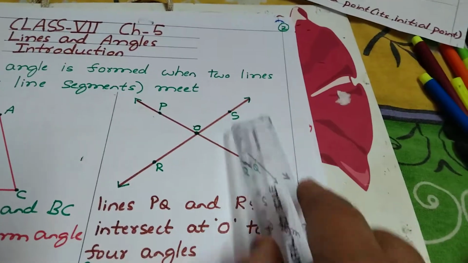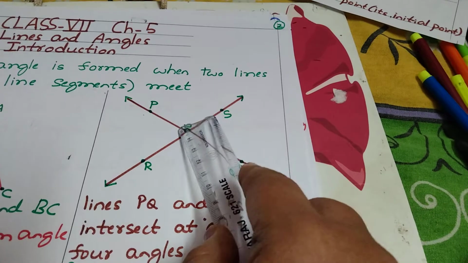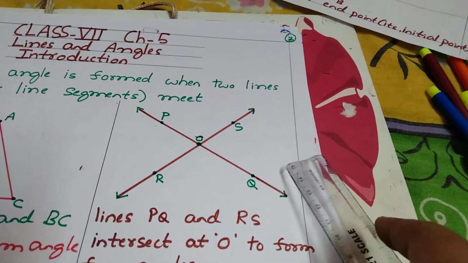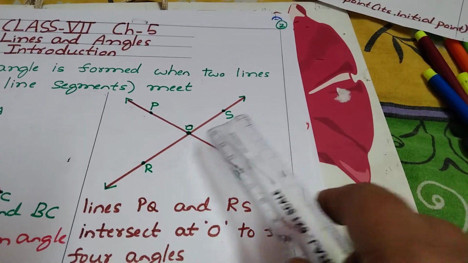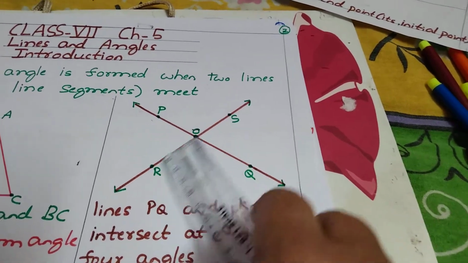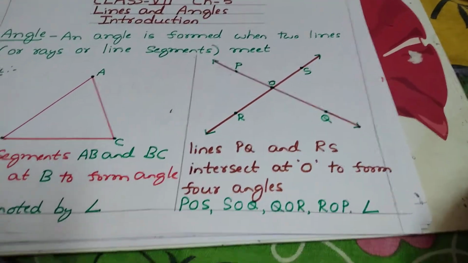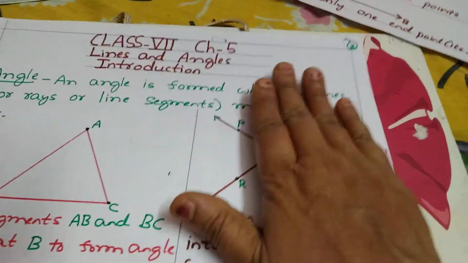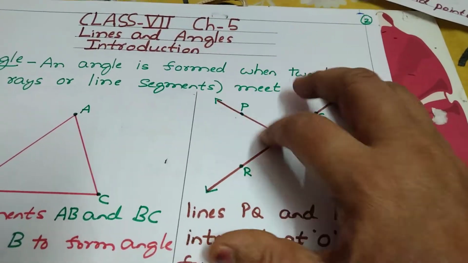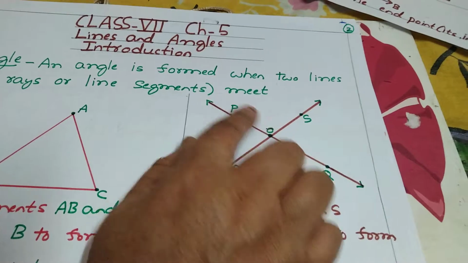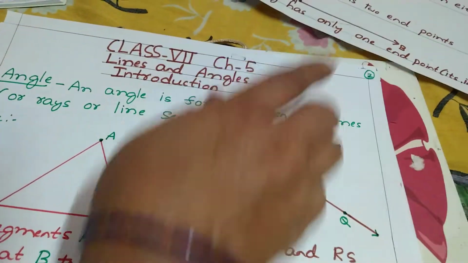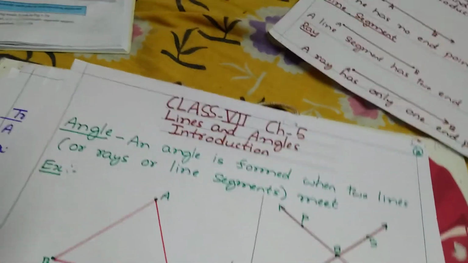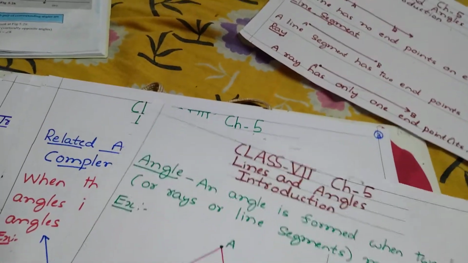POS, SOQ. So this is one angle. QOR. This is one angle. And ROP. This is one angle. Like that. See, just see like this. This is one angle. And see like this. This is one angle. And see like this. This is one angle. And see like this. This is one angle. Like that. Next.